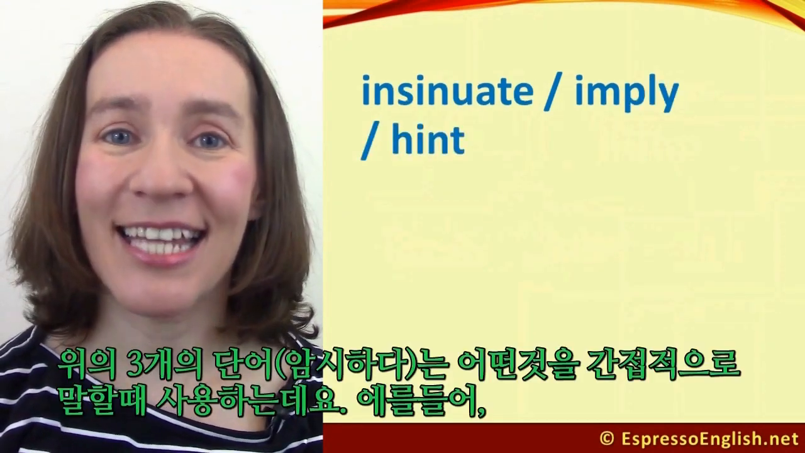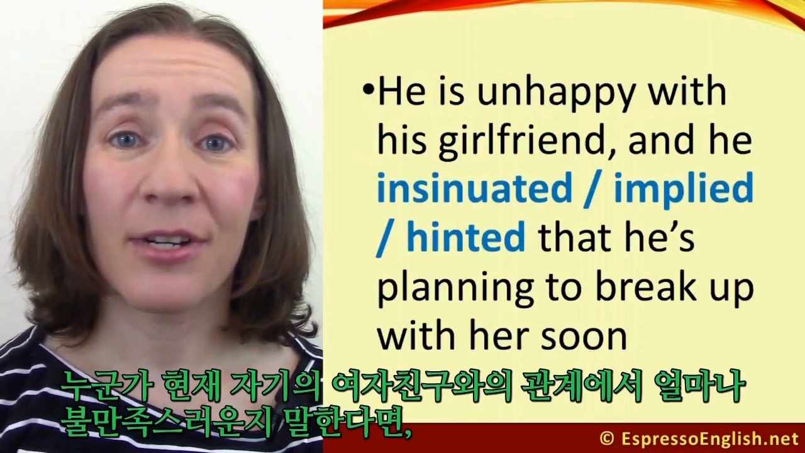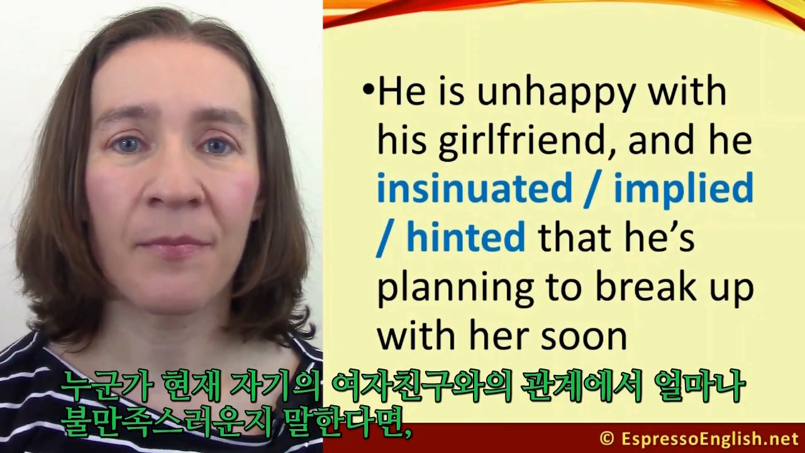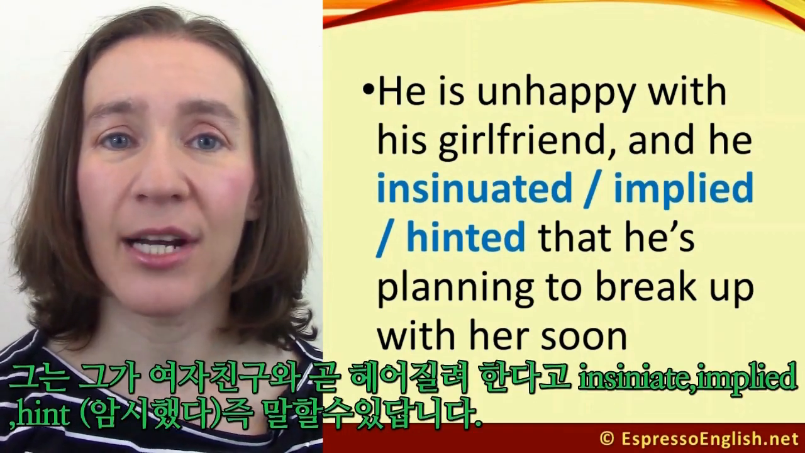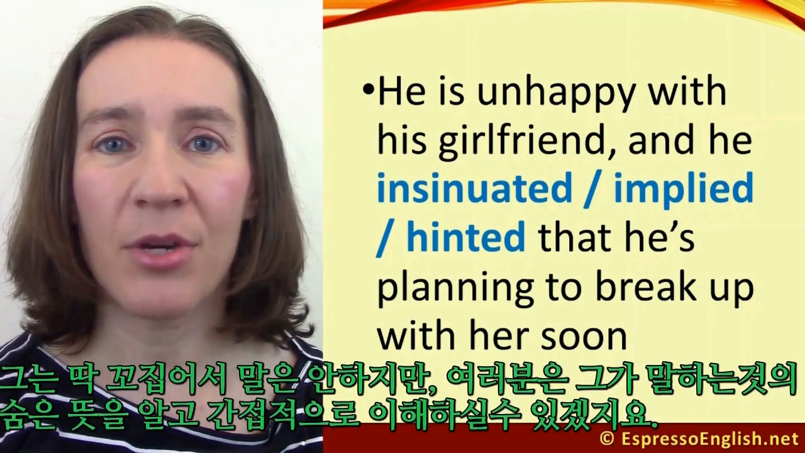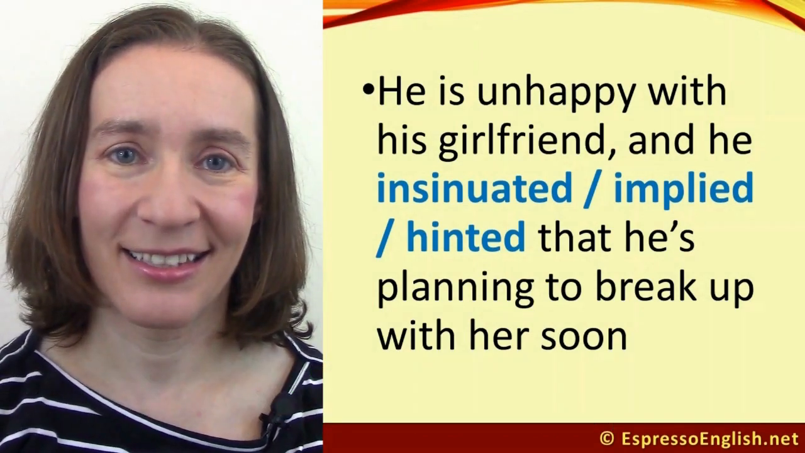Insinuate, imply, and hint. These words are used for saying things indirectly. For example, if someone is talking about how unhappy he is with his current girlfriend, he might insinuate, imply, or hint that he's planning to break up with her soon. He doesn't say it specifically, but you can read between the lines and understand it indirectly.